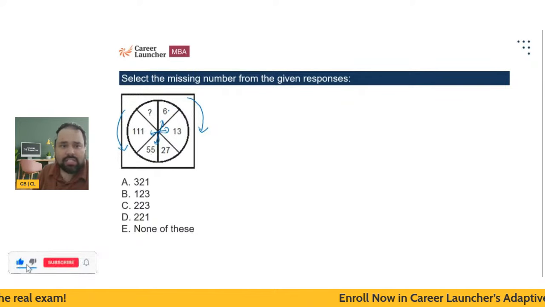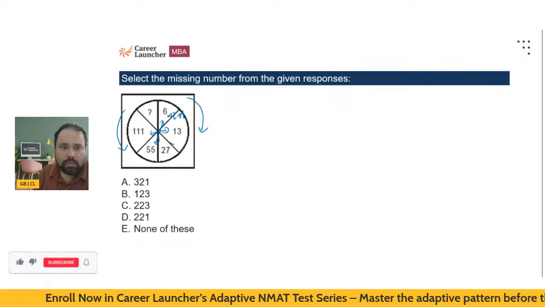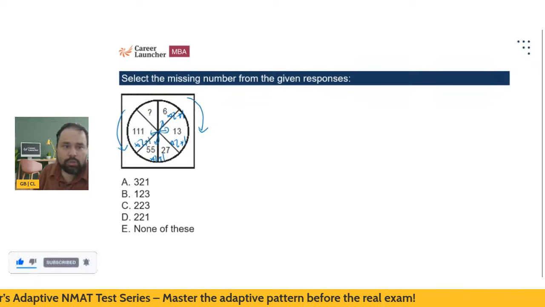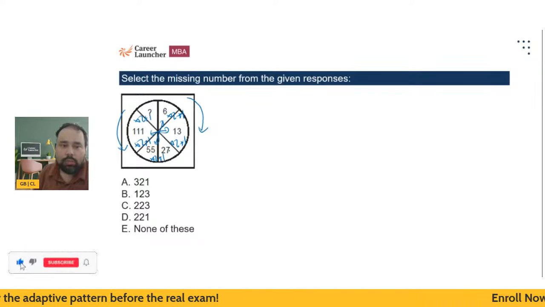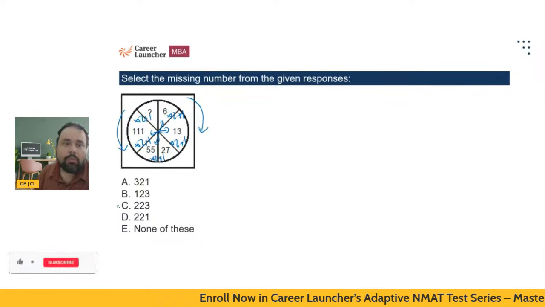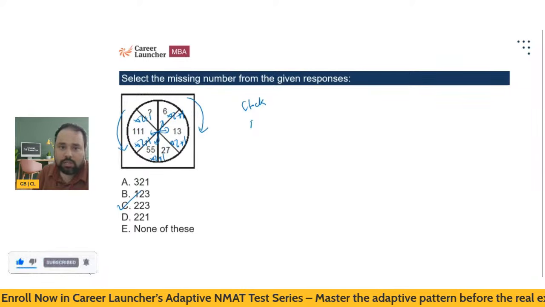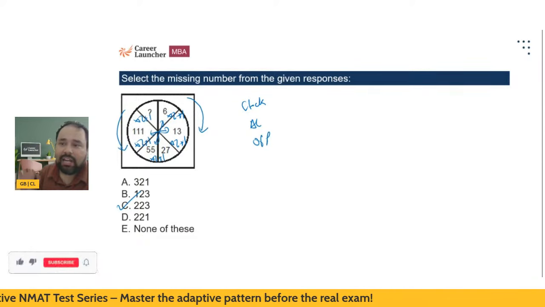Clockwise देखते हैं. 6 से 13, 13 से 27, उससे 55, उससे 111. Can't I say it is this into 2 plus 1, this into 2 plus 1, this into 2 plus 1, this into 2 plus 1, this into 2 plus 1. 6 into 2 plus 1 is 13, into 2 plus 1 is 27, into 2 plus 1 55, into 2 plus 1 111, into 2 plus 1 223. Answer option C. So whenever something like this comes, check clockwise, check anti-clockwise, check opposite. Generally इसी में आंसर निकल आता है.